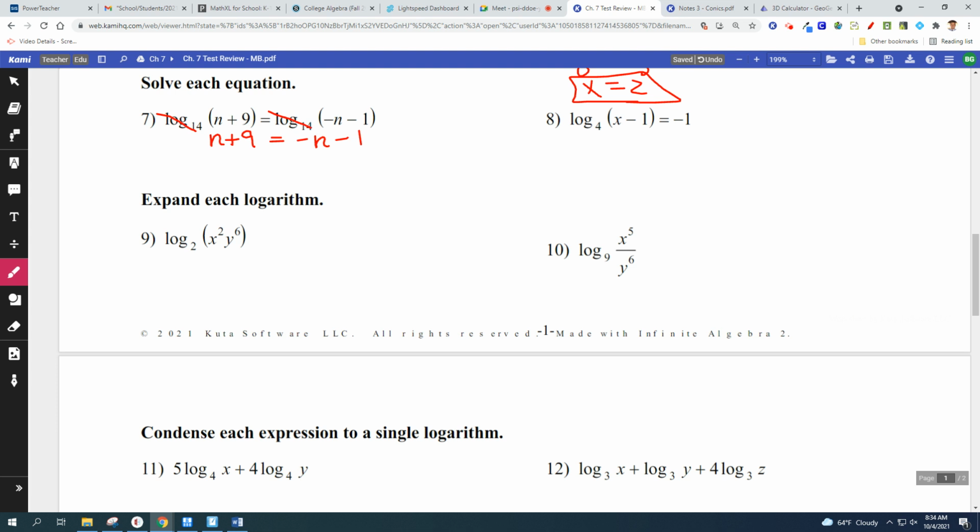I always like to take out the smaller variable term. So I'm going to add n to both sides. Give me 2n plus 9 equals -1. Let's subtract 9. That gives me 2n equals negative 10. Divide by 2, n equals negative 5.